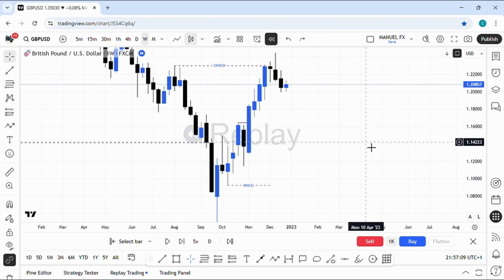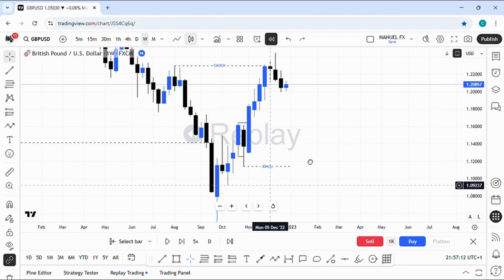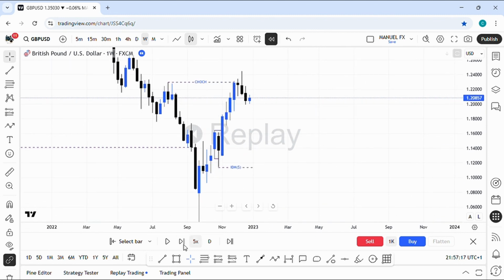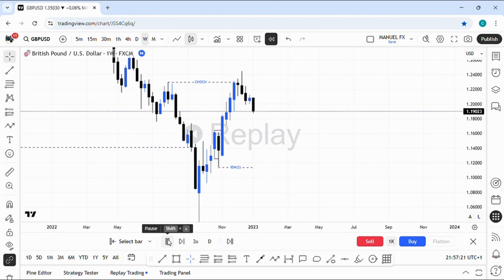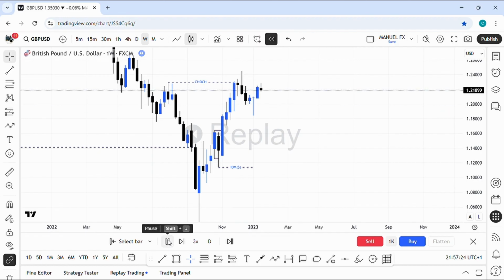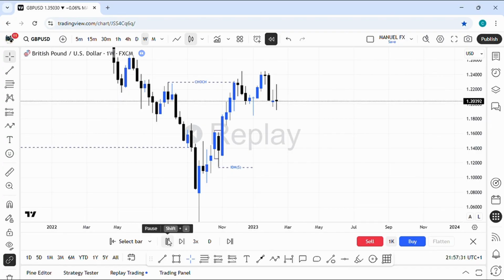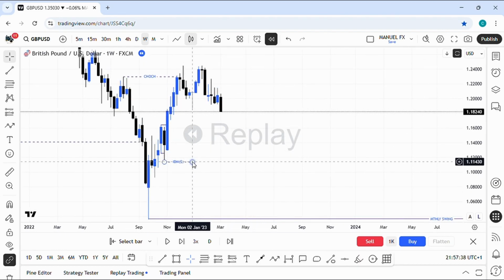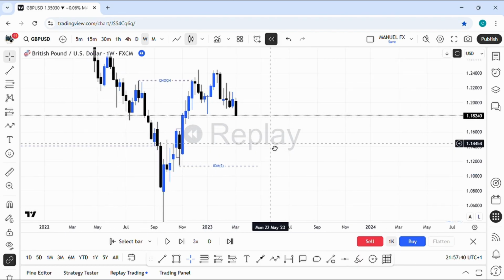Am I deleting this? I'm not supposed to delete this. Okay. Now, this becomes our inducement. We expect price to come and take out this inducement. Let's pray price. I'm going to make it very fast. You see, price is moving. What's it doing? It's coming down to take out the inducement. Let's see if price is going to take out the inducement.